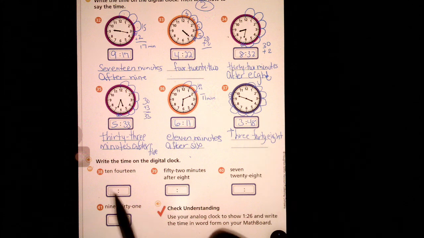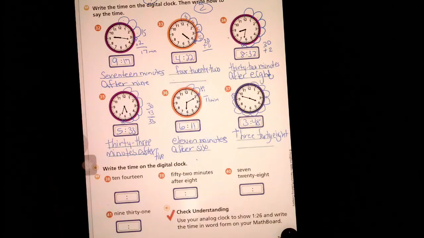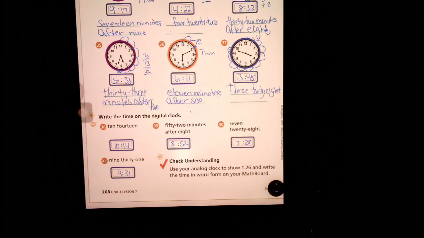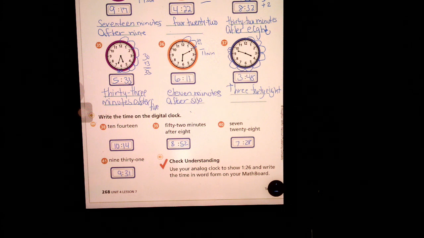And now down here, it just wants you to write the time on the digital clock. So pause the video and go do it, and then come back and check your answers. Okay, welcome back. Here are your answers. You can pause this video so you can check your answers. And thank you for watching this one. We're going to go on to the next lesson. Remember, keep practicing. The more you practice, the better you get, I promise.